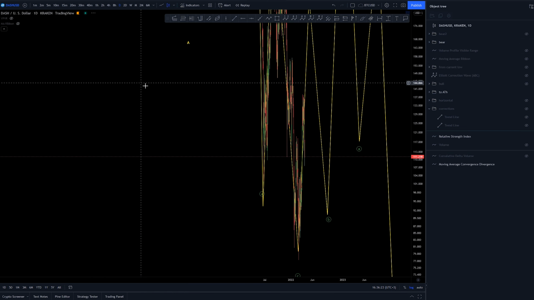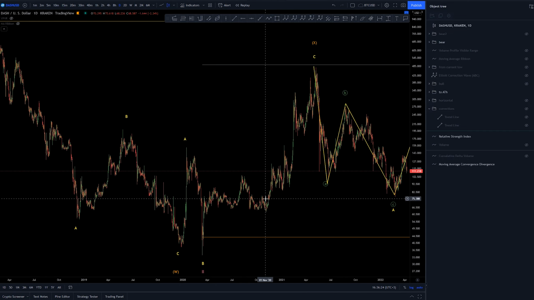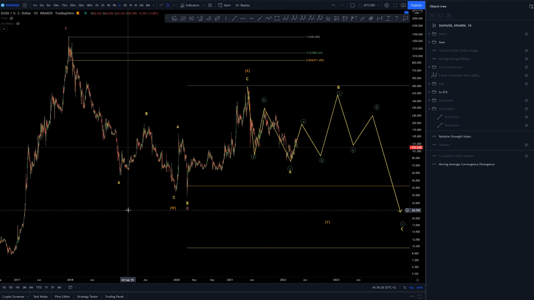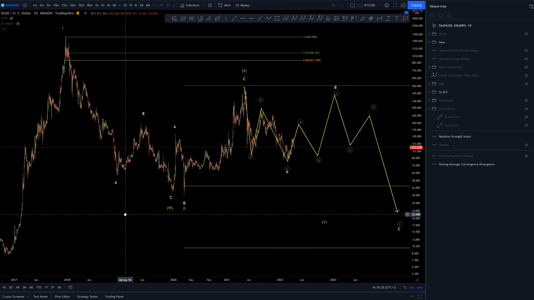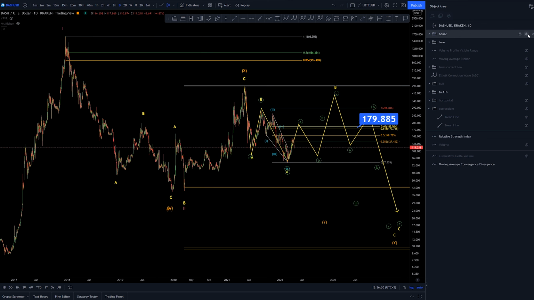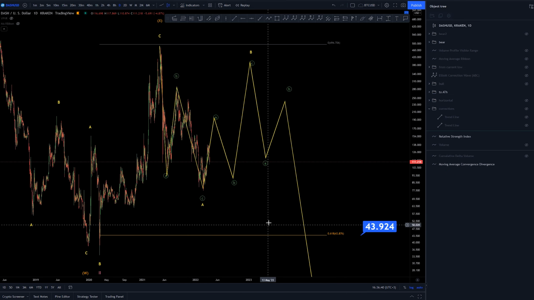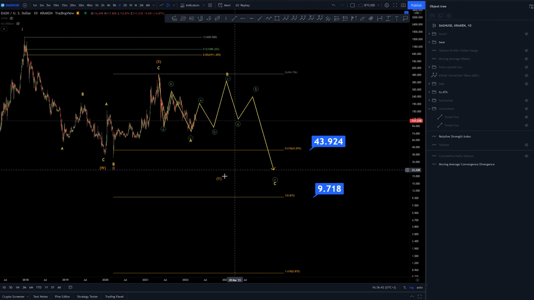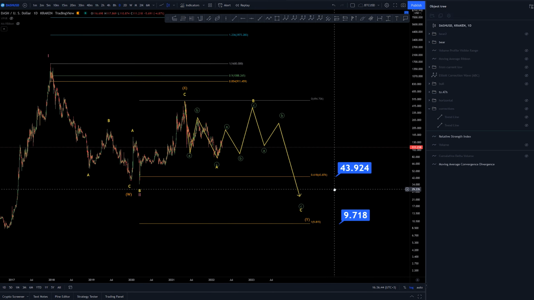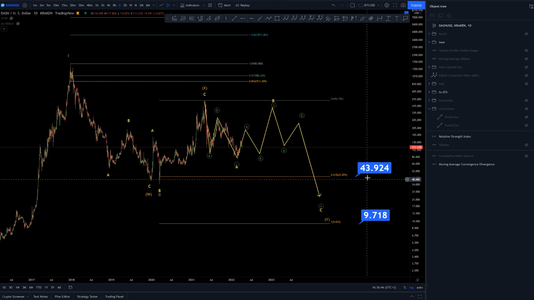Then let's check out another count that is bearish from the all-time highs. Let's see. Yep. So this is one possibility, that we have had a WX, and now we would be creating a Y wave. These targets here are just to show you where it could go.